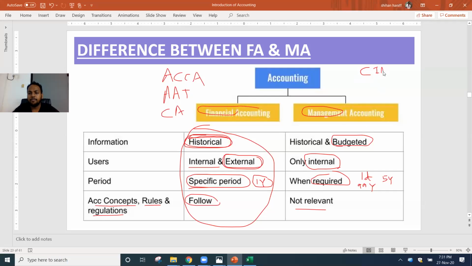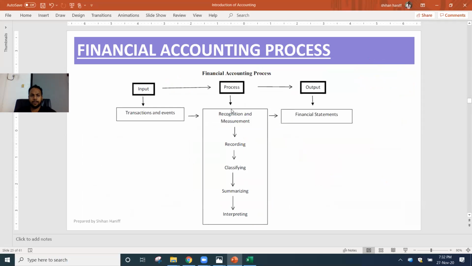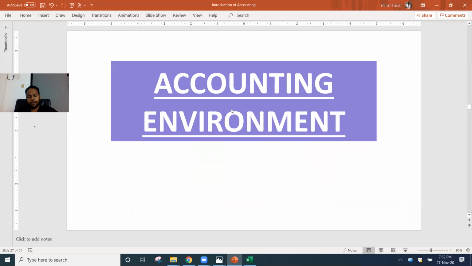CIMA, management accounting, CMA, certified management accountant. These are management accounting qualifications, especially focusing on budgeting and forecasting. So when you are deciding your higher education, you have to decide whether you are going to be a financial accountant or a management accountant. Based on that, you decide.